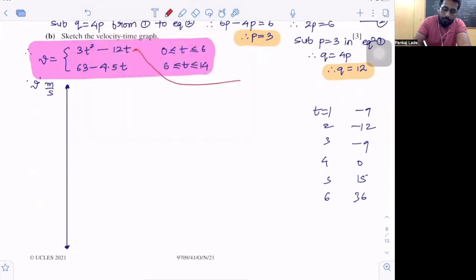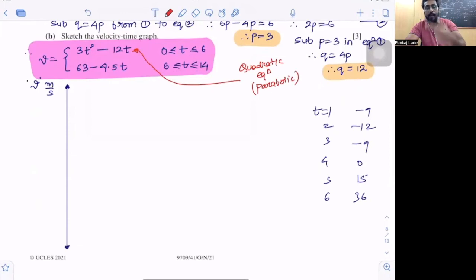This is a quadratic equation, isn't it? So your graph, the VT graph, will be parabolic in nature. The VT graph will be a second degree equation, parabolic in nature. Okay. And I have the points over here, -9, -12, -9, 0, 15, 36, from 0 to 6.